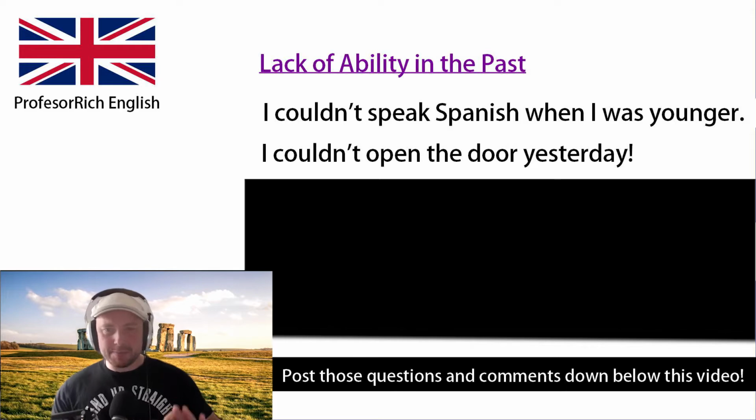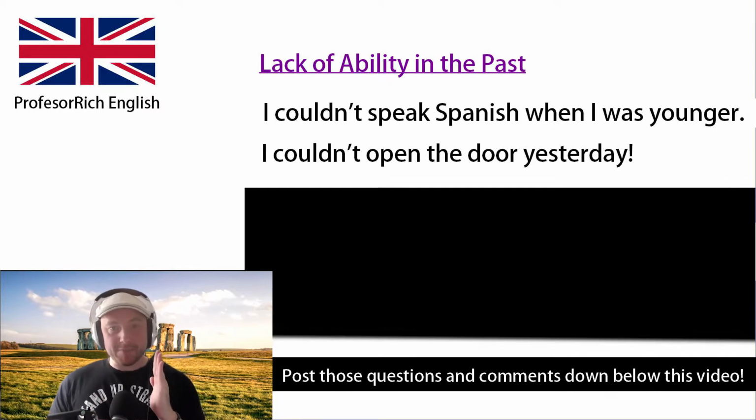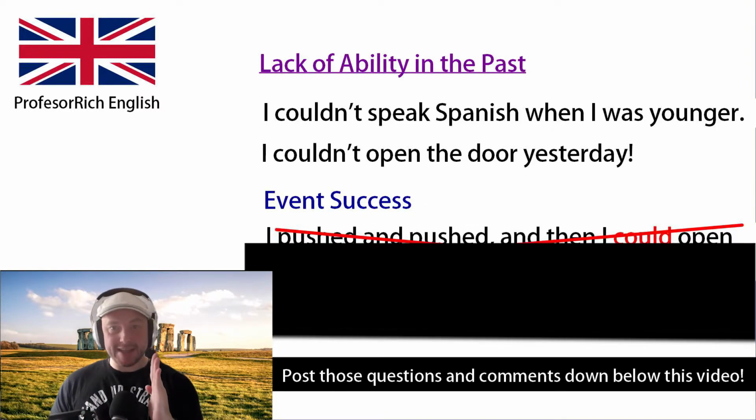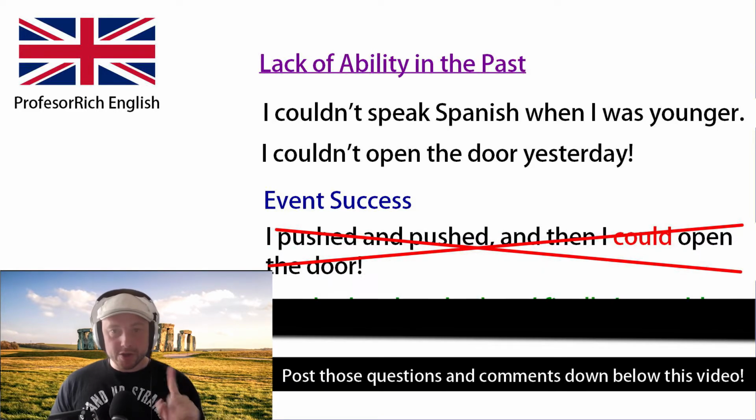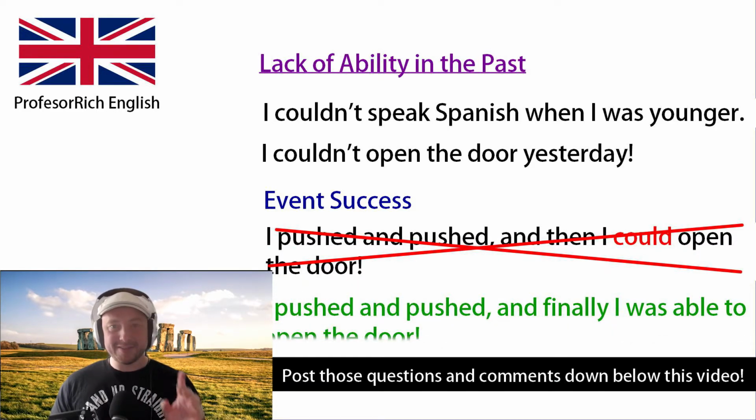And then I pushed, and in the end, I was able to get it open. That I was able to get it open is to represent specific success in the past. We cannot use could to represent specific success in the past. So I pushed, and I could get it open. No. Because could means general ability in the past, not specific success.